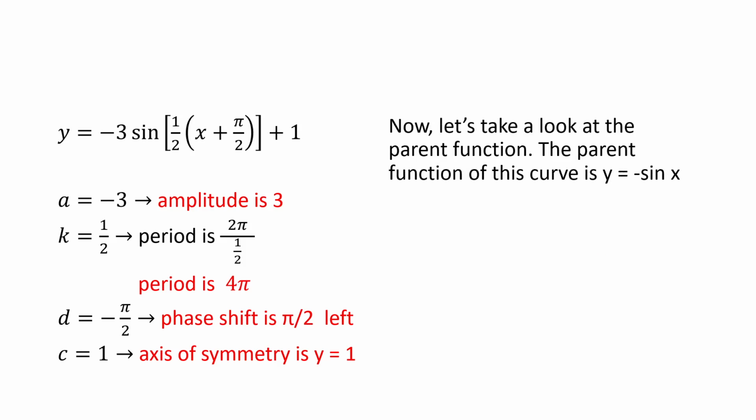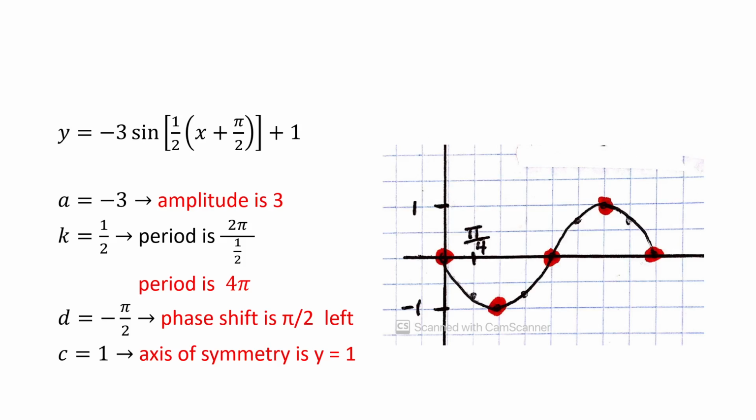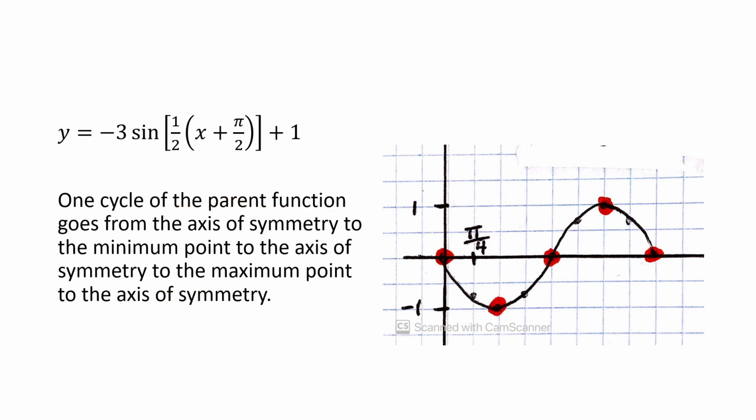And so now we're going to take a look at the parent function. The parent function here is negative sine x. And so we see that for that parent function, our first, third, and fifth y values will all be c. Our second y value will be c minus an amplitude, and our fourth y value will be c plus an amplitude. And our x values, as always, will be d plus a key interval, d plus 2 key intervals, d plus 3 key intervals, and d plus the period.